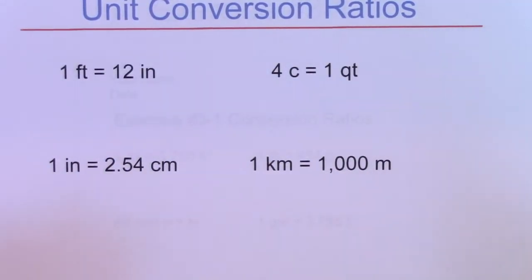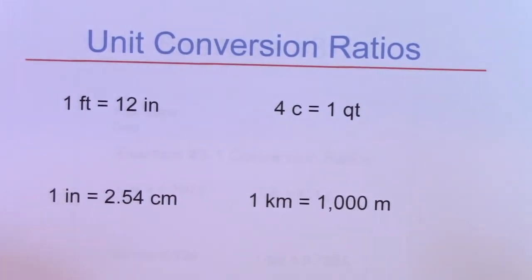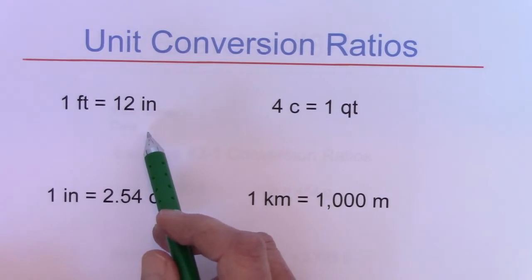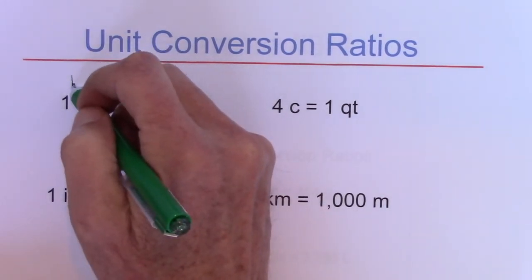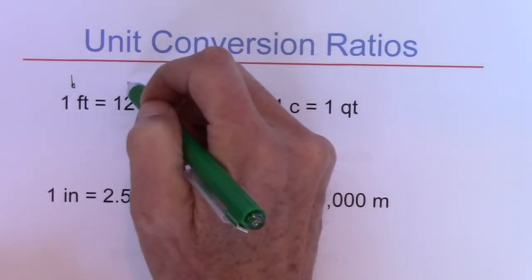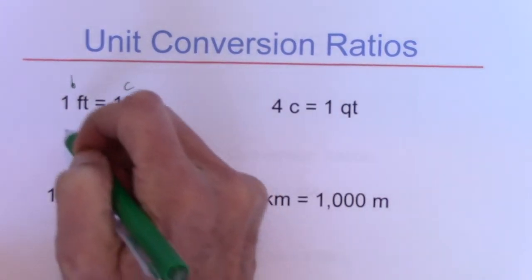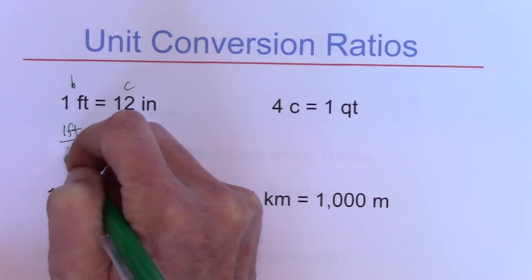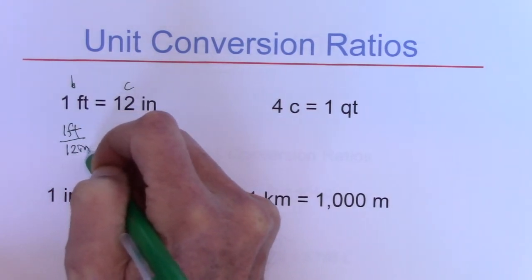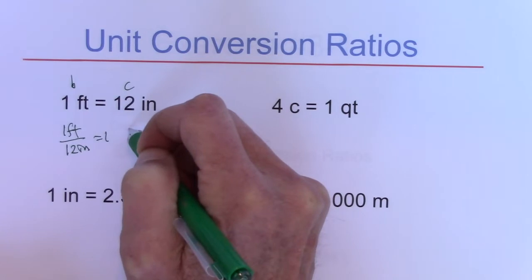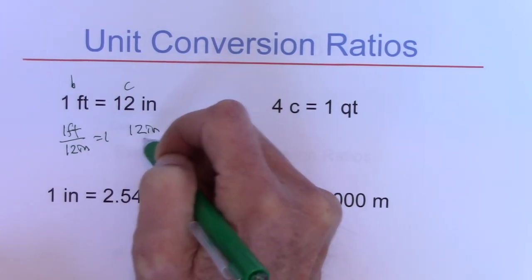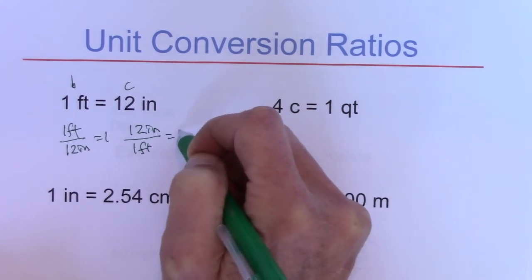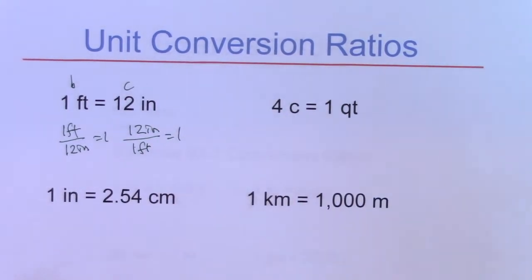Now let's look at how to create unit conversion ratios. If we are given an equation 1 foot equals 12 inches, we can think of the left side as being the b from the page before, and the right side being the c. Then we can write 1 foot over 12 inches equals 1, and 12 inches over 1 foot equals 1. Now, what does that really mean?